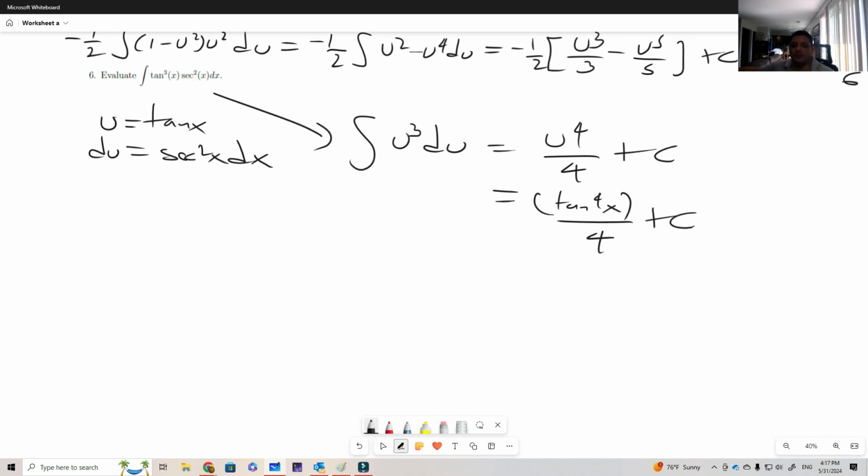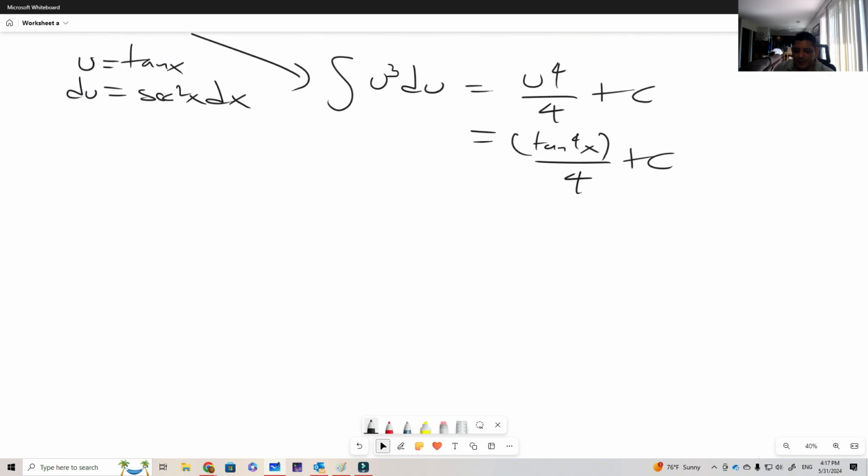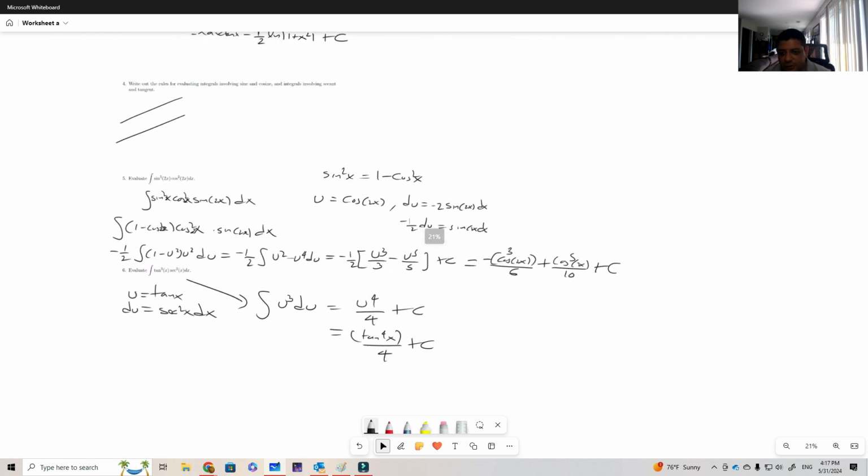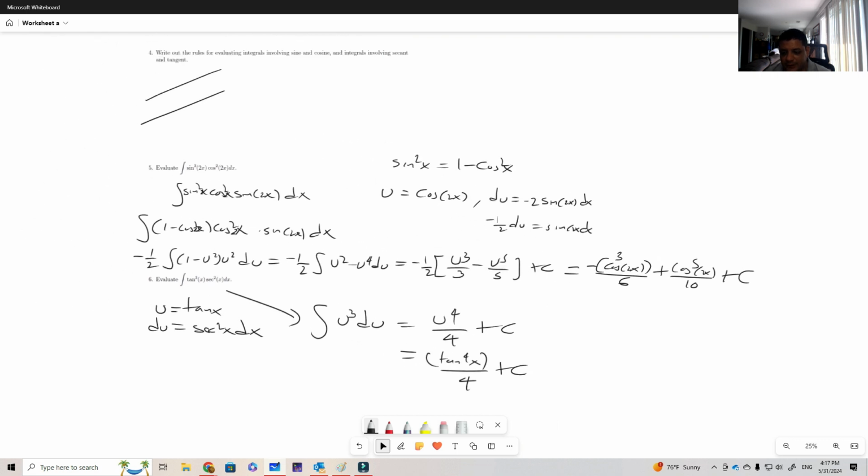So trigonometric substitution with powers just requires that you're able to play with whatever you're being presented. Okay? All right, so now let's transition to another exercise.